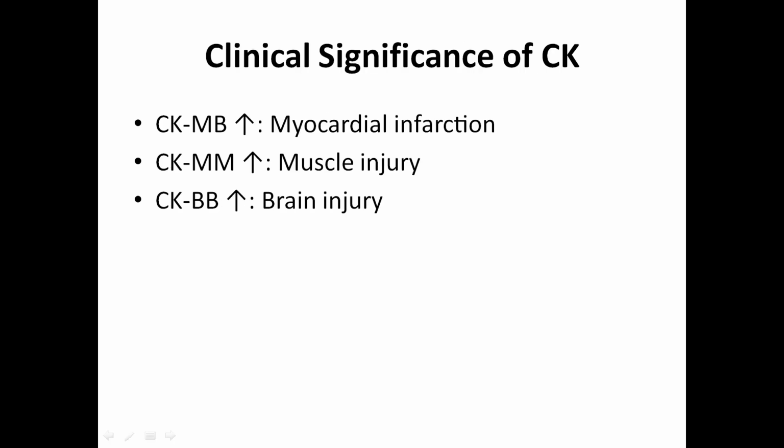An increased level of creatine kinase MB indicates myocardial infarction. An increased level of creatine kinase MM indicates muscle injury. An increased level of creatine kinase BB indicates brain injury. Creatine kinase MB is found in muscle and brain, but mainly in the heart, which is why it indicates myocardial infarction. Creatine kinase MM is mainly found in the skeletal muscles, so its increase indicates muscle injury, and creatine kinase BB is mainly found in the brain, so its increase indicates brain injury.